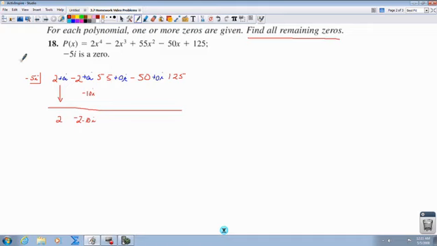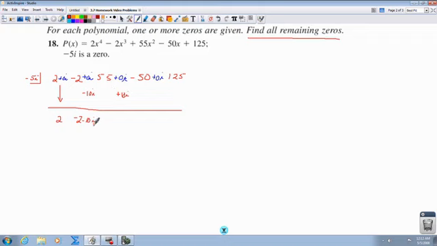Next, we're going to take this negative 5i and distribute it through to this number down at the bottom. So negative 5i times negative 2 makes positive 10i. Now I'm going to put positive 10i underneath the 0i. I'm then going to take negative 5i times negative 10i, which makes positive 50i squared.